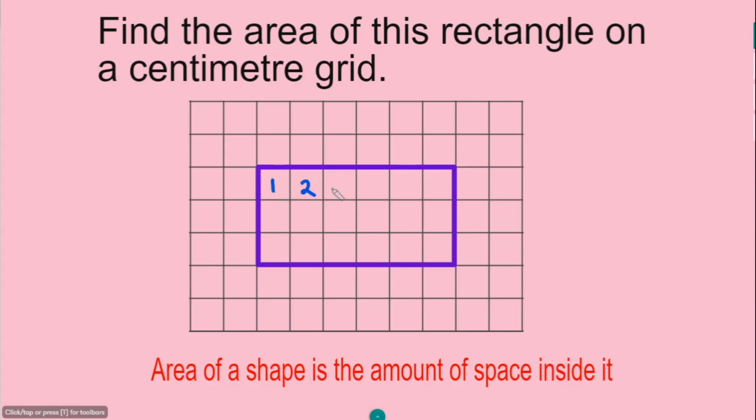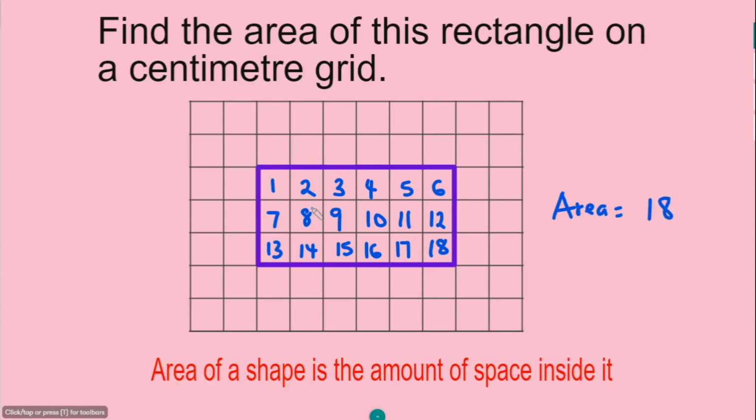1, 2, 3, 4, 5, 6, 7, 8, 9, 10, 11, 12, 13, 14, 15, 16, 17, and 18. So we have a total of 18 squares inside the rectangle, and that really is the total area of the rectangle. So the area of the rectangle on the centimeter grid is 18. Because this rectangle is on the centimeter grid, the area unit is going to be centimeters squared.